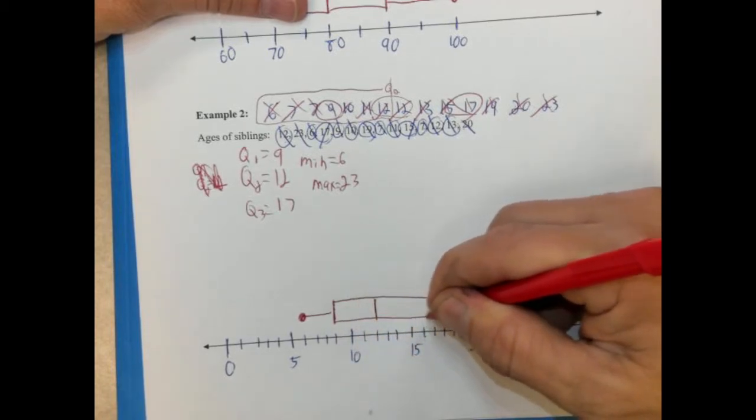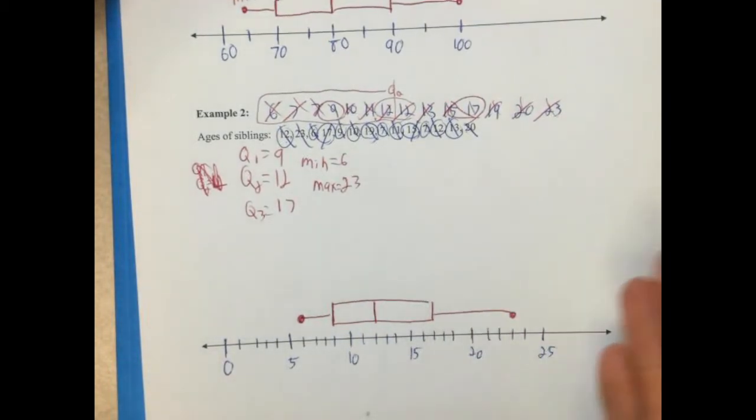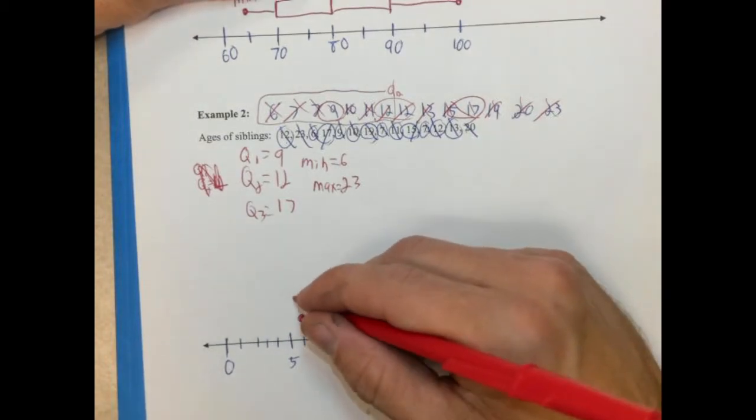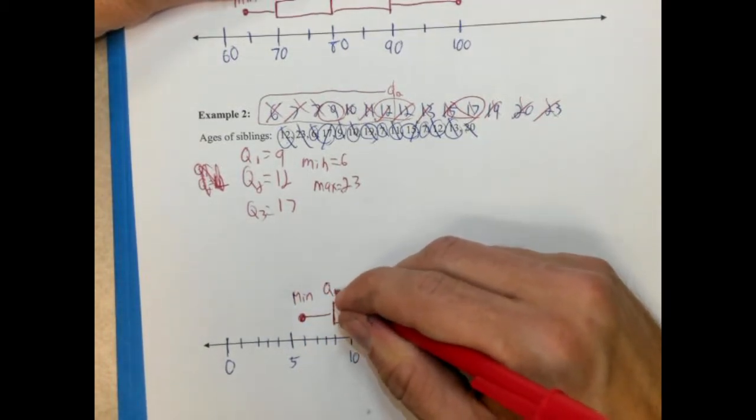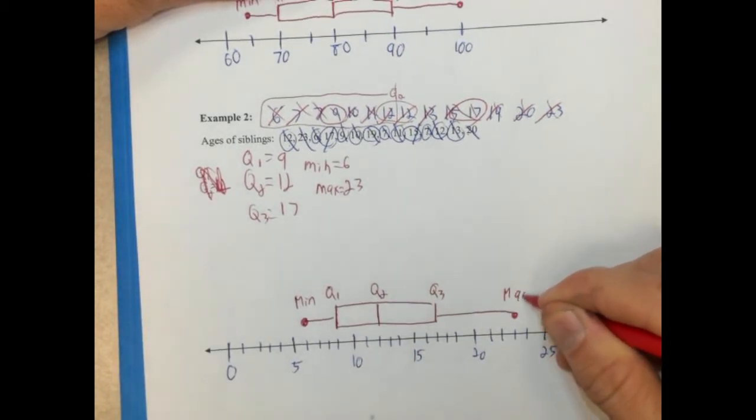If you have a ruler, this is definitely the better way. That's definitely the better way to do it. So yeah, you can see it's not always going to be perfectly symmetrical, so it's fine. So minimum, Q1, Q2, Q3, and the maximum.